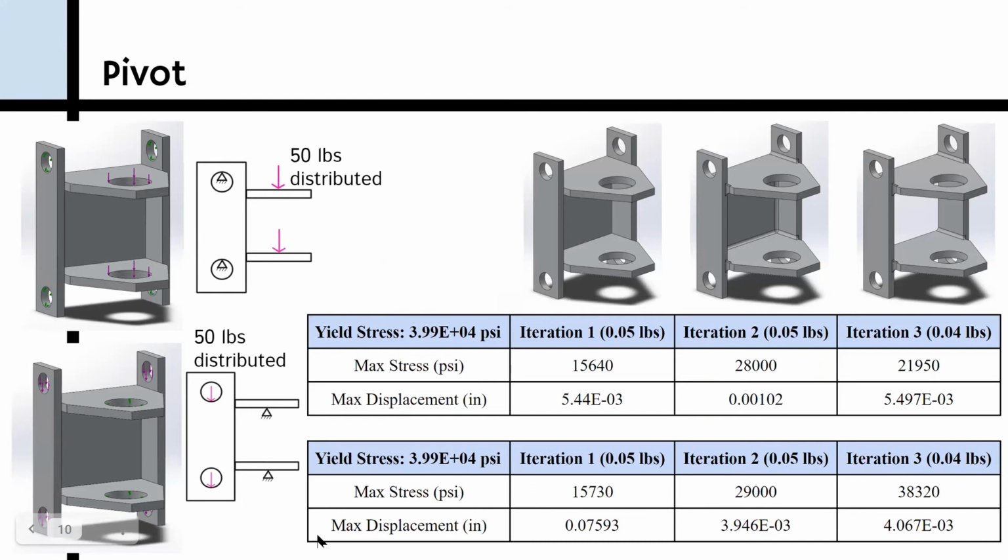In both loading cases, the max stress increased in iteration 2. For loading case 1, the maximum stress decreased in iteration 3 due to its ability to distribute the stress more effectively. For loading case 2, the max stress further increased in iteration 3, almost to the point of yielding. This is because the part experiences high stresses caused by the sharp edges in the fillets.